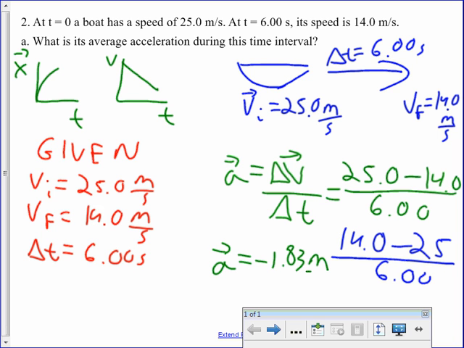And so my acceleration, theoretically and actually, is negative 1.83 meters per second squared, because all my other values had 3 sig figs. This value needs to have 3 sig figs as well.